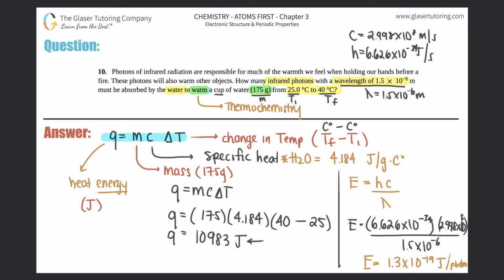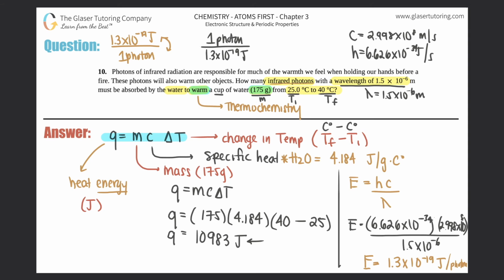Okay, and remember, when you're dealing with wavelength, this is per 1 photon. Now, they want to find out how many photons. So, essentially, we want to get the photons in the numerator, right? So if we have 1.3 times 10 to the negative 19th joules per photon, all we have to do is flip this, right? Because then the photons will be on the top. So 1 photon over 1.3 times 10 to the negative 19th joules.